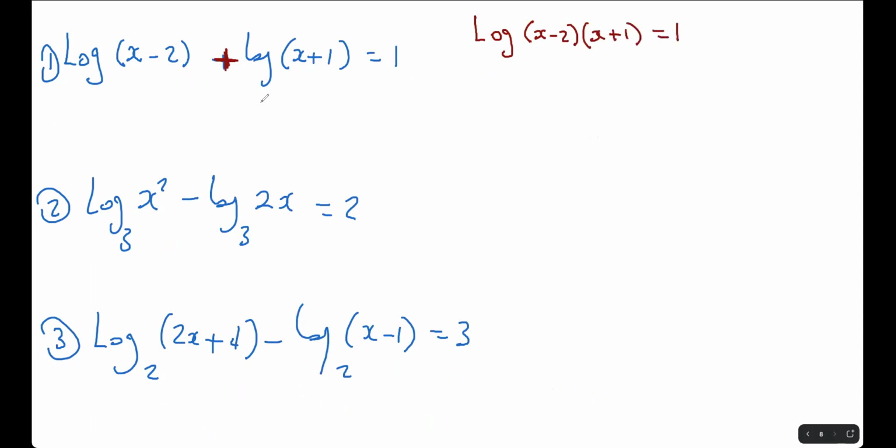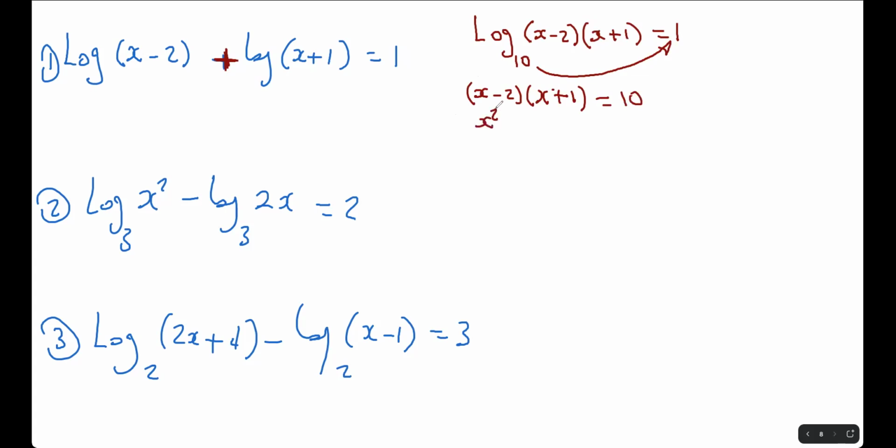Remember, combining logs: when we have a plus sign between two logs, I can make them into one log and multiply the two things that we log. Now, the base here is 10, when we don't write the base, it is 10. So now 10 raised to the power of 1 equals this. So therefore, (x minus 2)(x plus 1) equals 10 to the power of 1, which is 10.